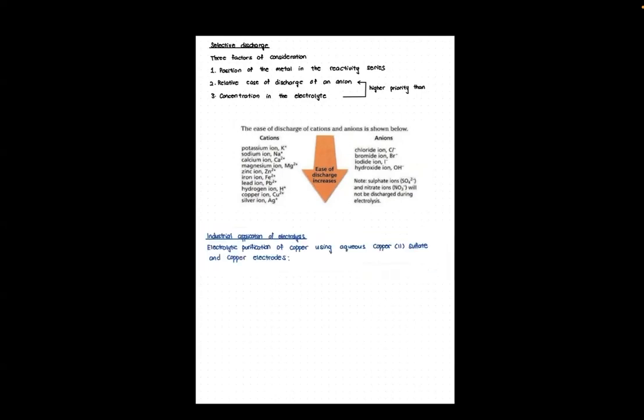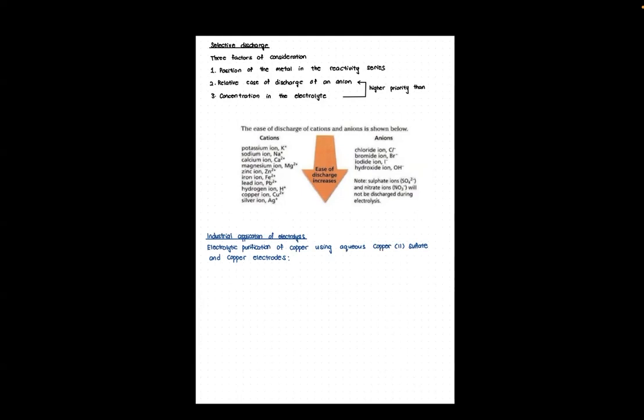Electrolytic purification of copper using aqueous copper sulfate. So I think the question is, why do you need to use copper sulfate? If you're just trying to get copper from your electrode, then why do you still need to use copper sulfate? And why do you need to use copper electrodes? Let me just explain this in detail.